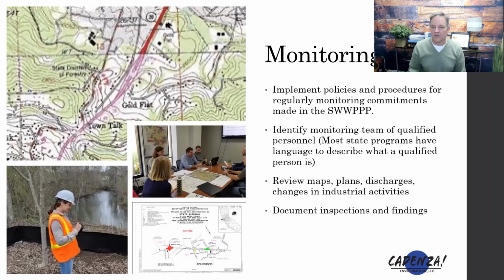Like identify a monitoring team of personnel whose job is to go out and make sure that you're doing everything you're supposed to be doing. Literally walking around with the plan and saying, okay, this is what we say we're going to do. Are we doing it? And reviewing the maps and the plans and the discharge points and the industrial activities to make sure that they're doing what they're saying they're supposed to be doing. And if you find some deficiencies, then understand what those deficiencies are, document what those deficiencies are in these inspections, and then next, doing something about it.